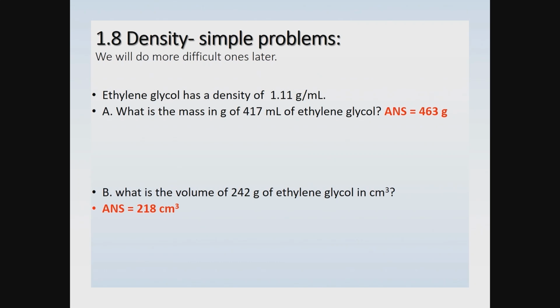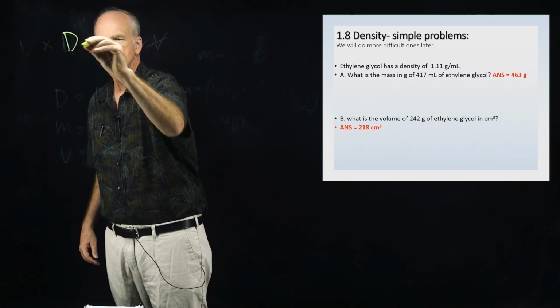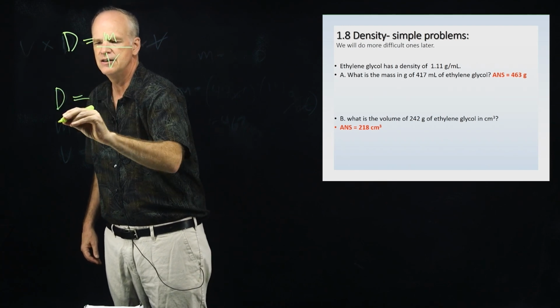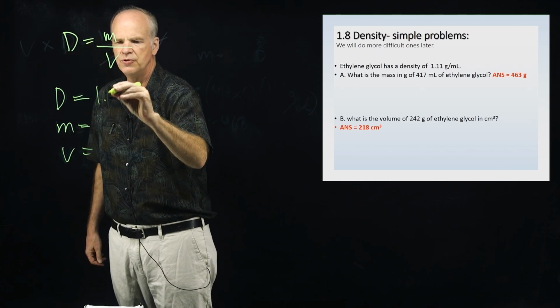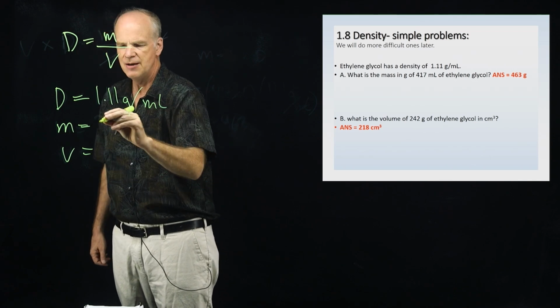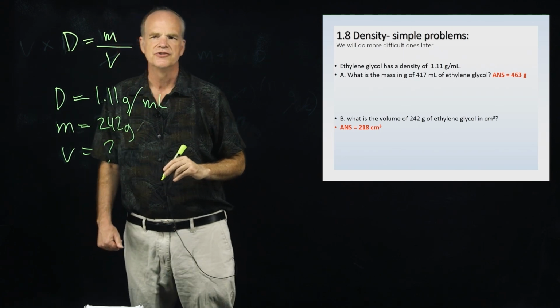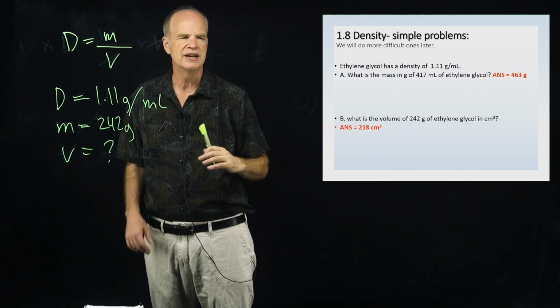Okay, so we'll do problem B. What is the volume of 242 grams of ethylene glycol in centimeters cubed? Again, this is going to be density equals mass divided by volume, and so we'll assign variables D, M, and V. Density again is 1.11 grams per milliliter. Mass, we know this time, is 242 grams, and volume is what we're trying to find. So at this point, we want to solve this equation for V. We have to get V by itself.